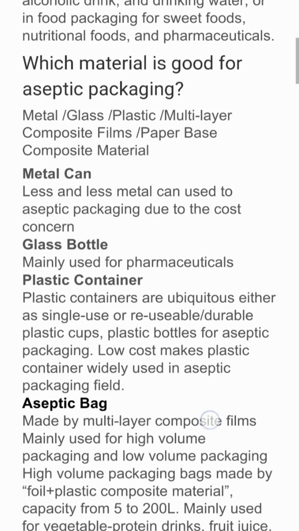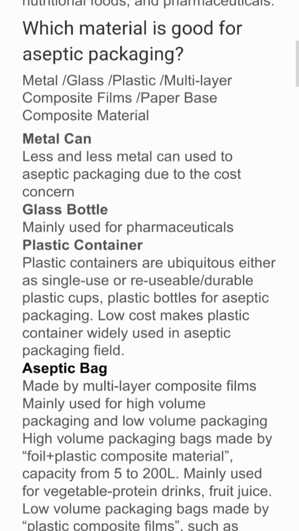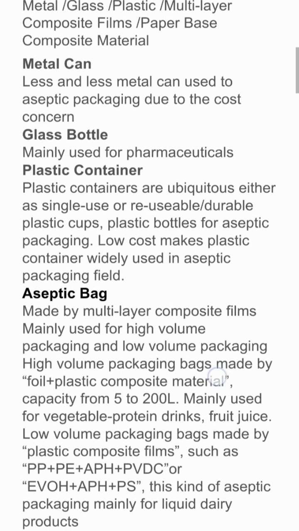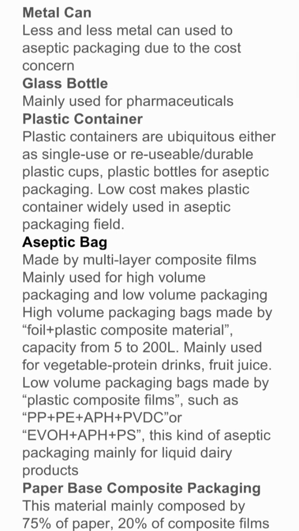Which material is good for aseptic packaging? Metal, glass, plastic, multi-layer composite films, paper-based composite material. Metal can. Less and less metal cans are used for aseptic packaging due to cost concerns. Glass bottle. Mainly used for pharmaceuticals.